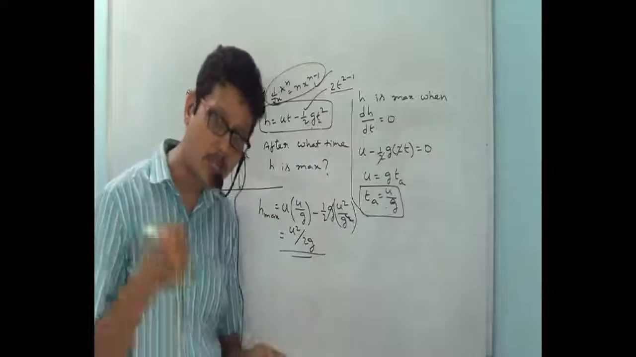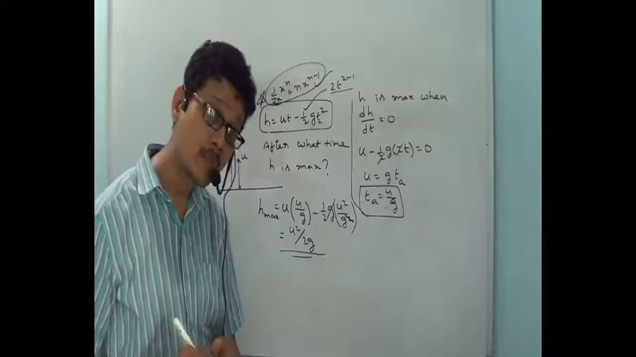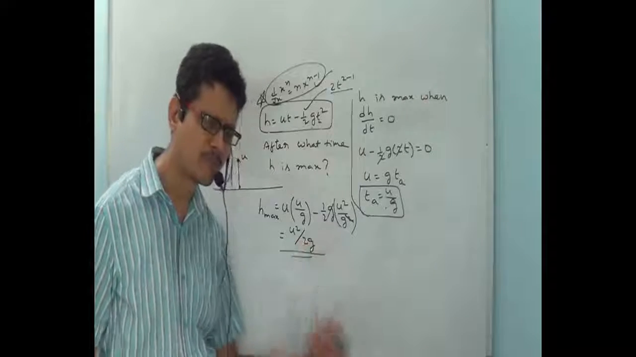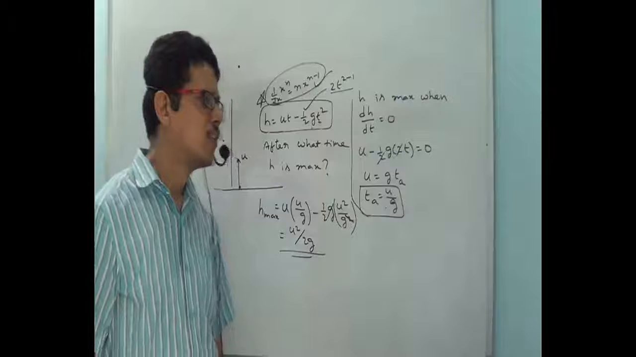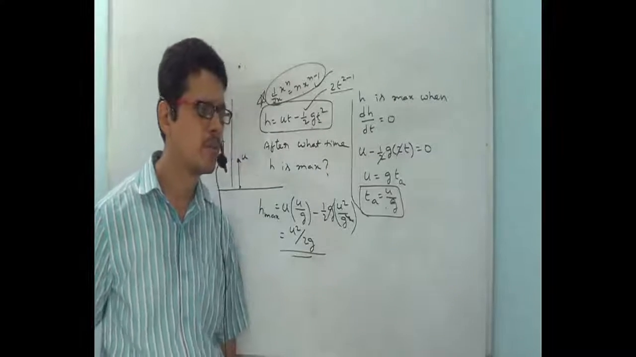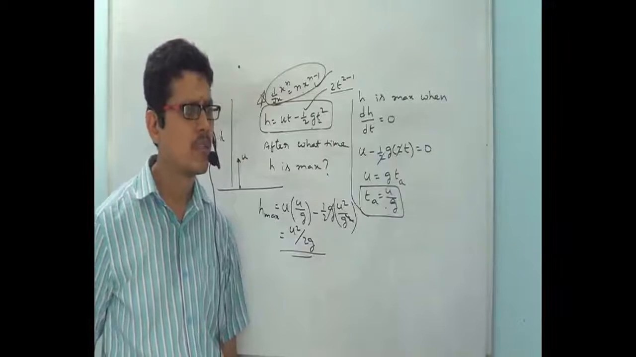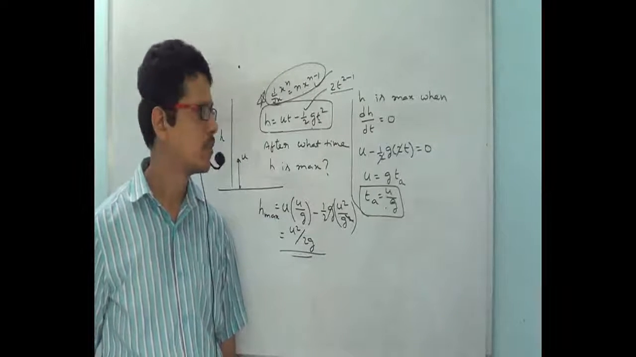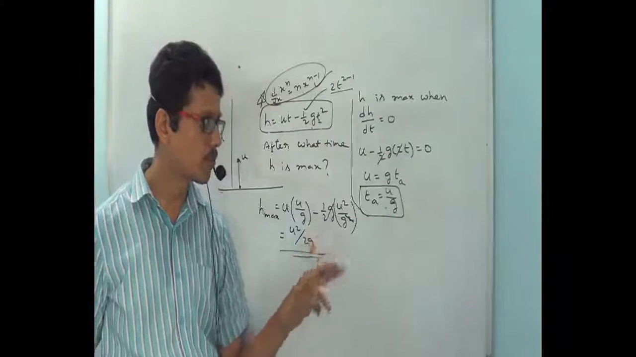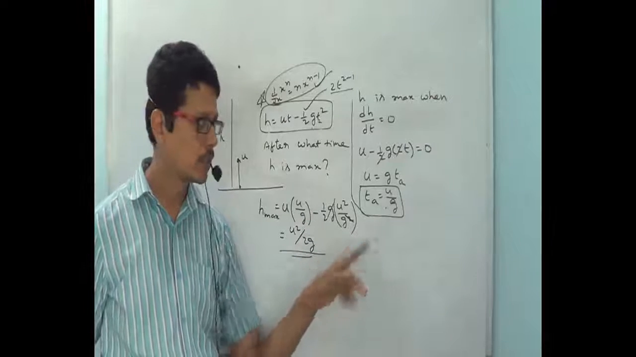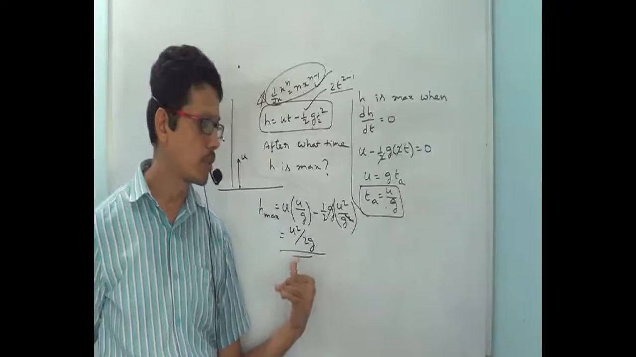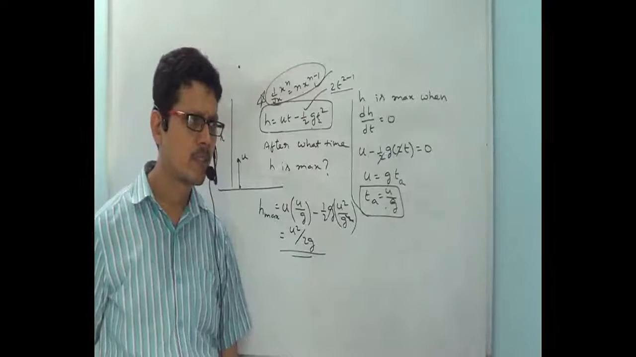What is the maximum height? First you calculate the time where the height is maximum. That time you substitute here, you will get the maximum height. Okay? Write down. So our question is only up to this. Further, this question also will be asked, what is the maximum height? Then you substitute this u by g here and here. Then you will get the answer u square by 2g. Okay?